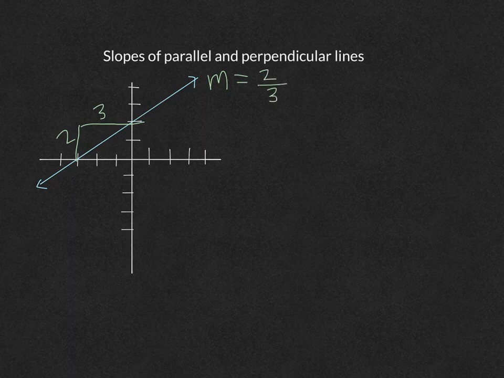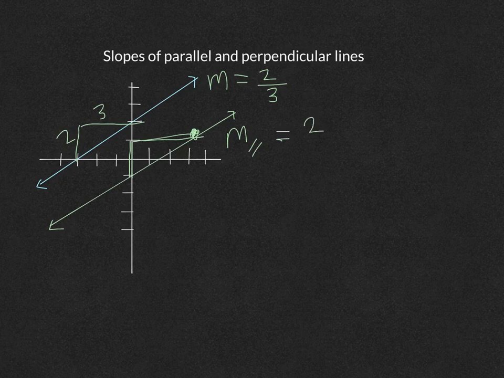Now let's take a look at a line that is parallel to this line. So this line, the new green line, the rise on this line is 2 and the run is 3. So the slope of the parallel line, I'm going to label that a little parallel line there, is also equal to 2/3. So two lines that are parallel rise and run at the same rate. So that means that parallel lines have the same slope.